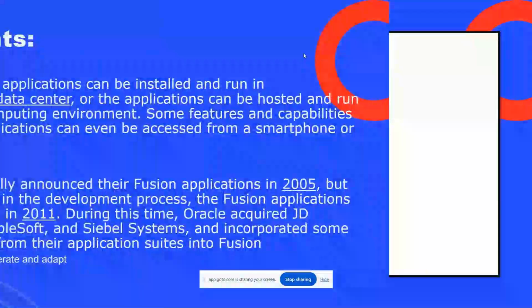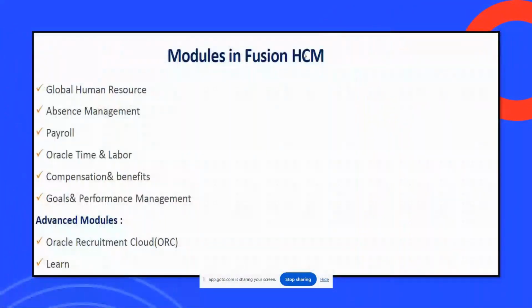Now, here comes the main part, what we are going to learn in human capital management. Whatever we had discussed right now was just the understanding of Oracle Fusion, how it came into the picture, what is the use of that. Now the real story comes here. What all modules are there in Oracle Fusion application? We have modules called Global Human Resource, Absence Management, Payroll, Oracle Time and Labor, Compensation and Benefit, Goal and Performance Management. We also have some advanced modules, called Oracle Recruitment Cloud, and then Learn.